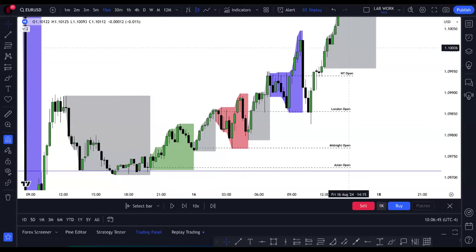Look how systematic it is. Look how rigged it is. They pull the market down, cheap buy, run it back up. Pull the market down, cheap buy, run it back up.